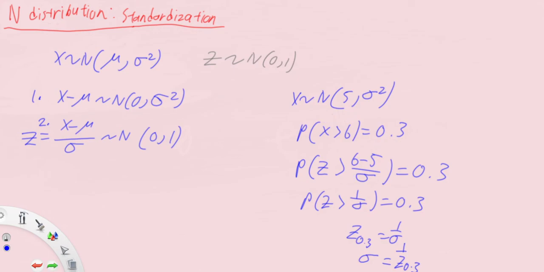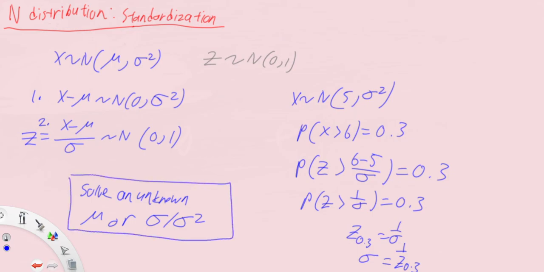When do you use standardization? When you need to solve for an unknown mean or sigma, or sigma squared. So this is when you need to use standardization: when you solve for an unknown mu or unknown sigma, or even both at the same time.